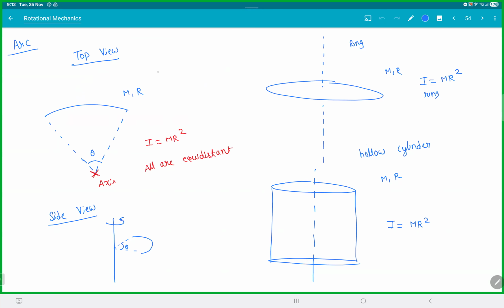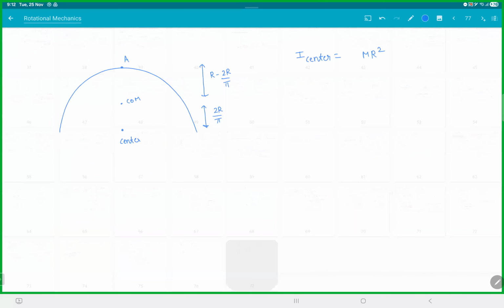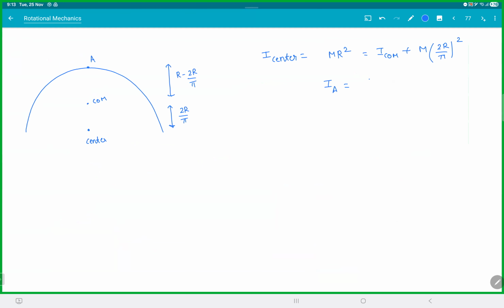Remember the shape? For an arc of any angle, with mass m and radius r, I is mr square. All points are equidistant, so I know I about center. So I about center will be nothing but I center of mass plus m into distance square, which is 2r by pi whole square. So you have to find I center of mass from here indirectly. Similarly, I about A will be I center of mass. So the parallel axes theorem must always be used from the center of mass. You cannot shift from wherever you want.